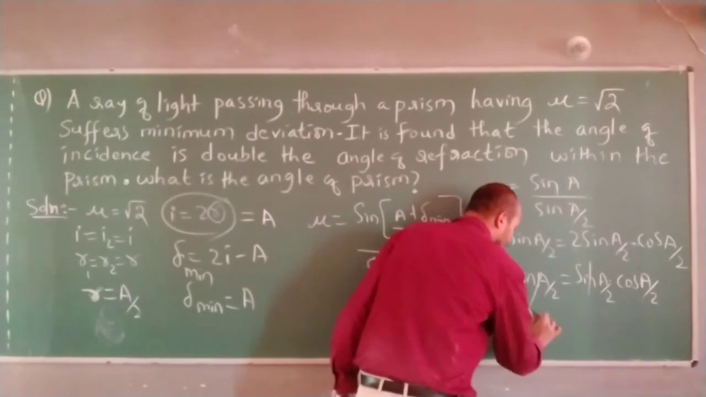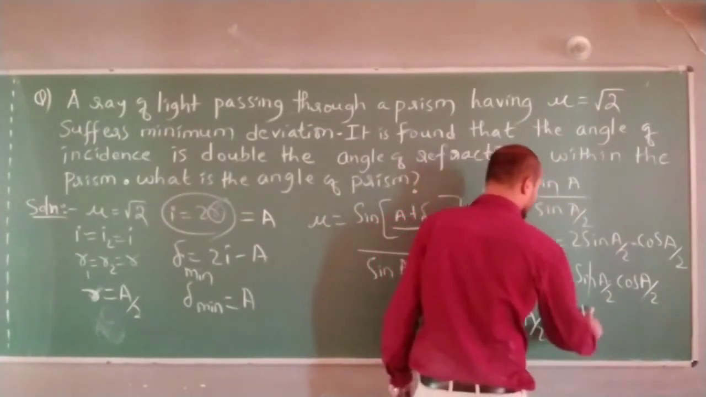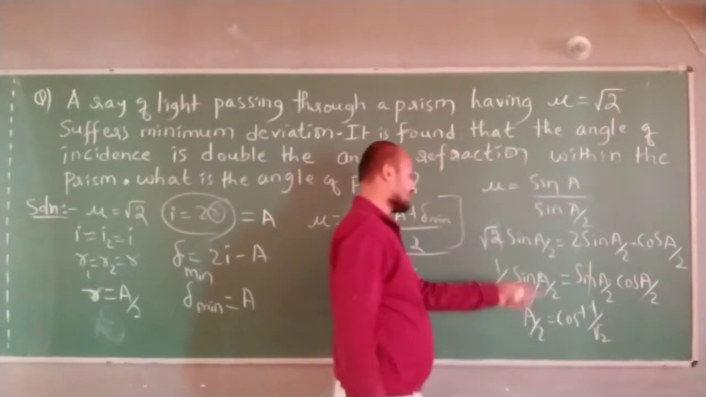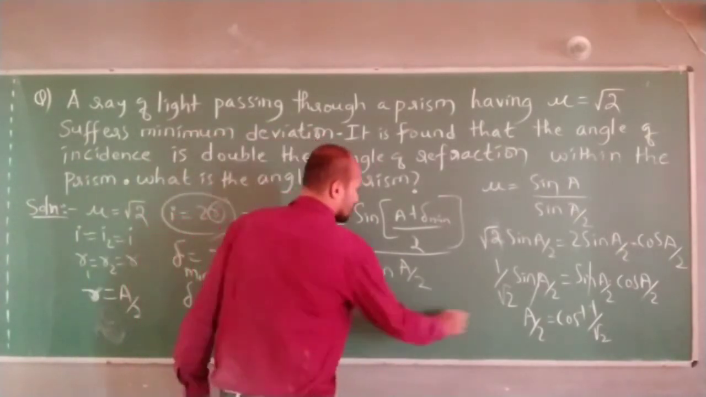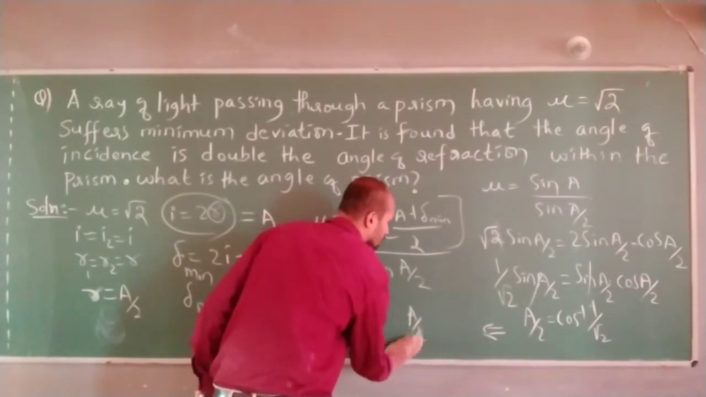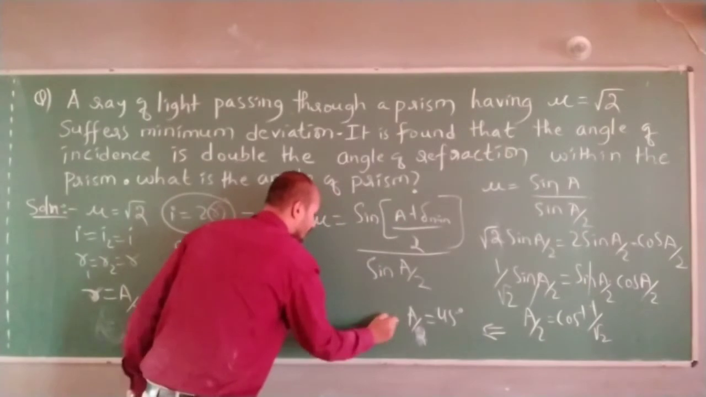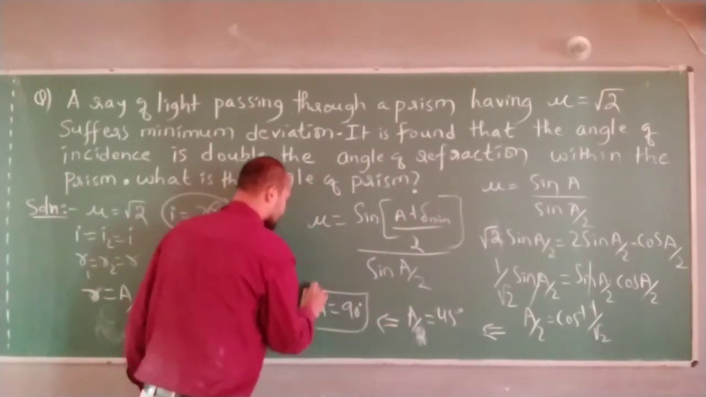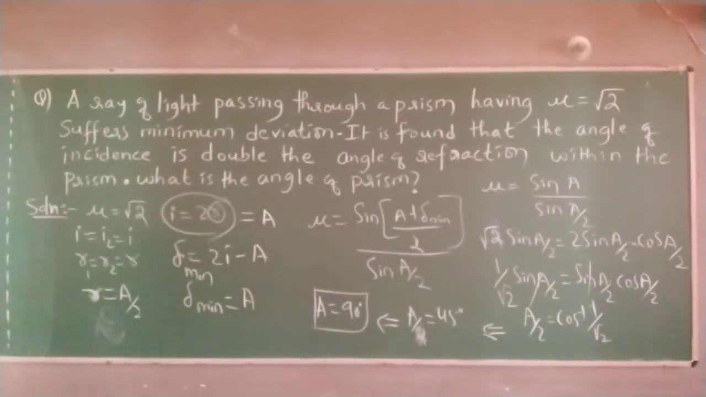So A by 2 is equal to cos inverse of 1 by root 2. When is it happening? A by 2 will be equal to 45 degree, or A is equal to 90 degree. A is equal to 90 degree. Got it?